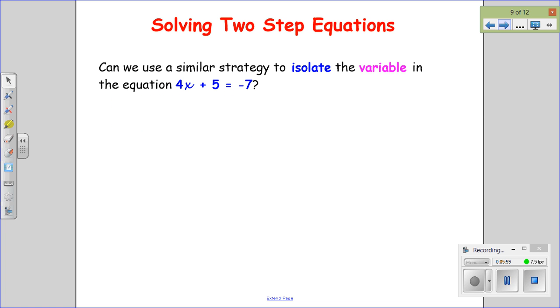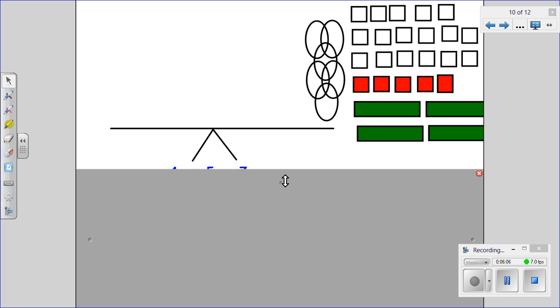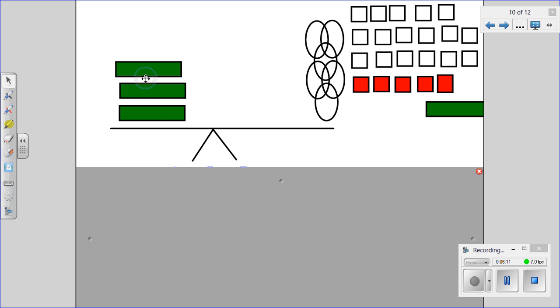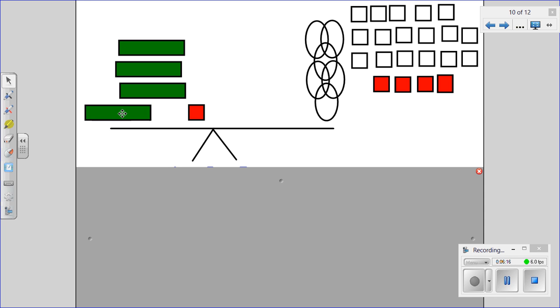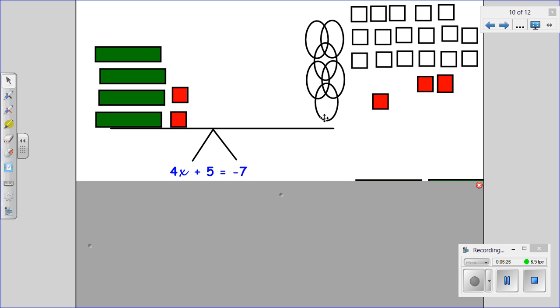Solving two-step equations, can we do something similar? Absolutely. So we're going to do 4x plus 5 is -7. We've got 4 x's, 1, 2, 3, 4, and I want 5 ones. Let's move this up a little bit. 4x plus 5 equals -7.